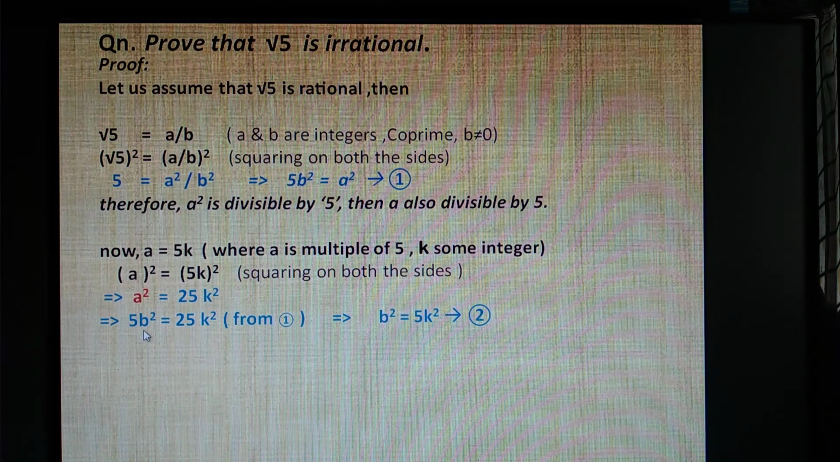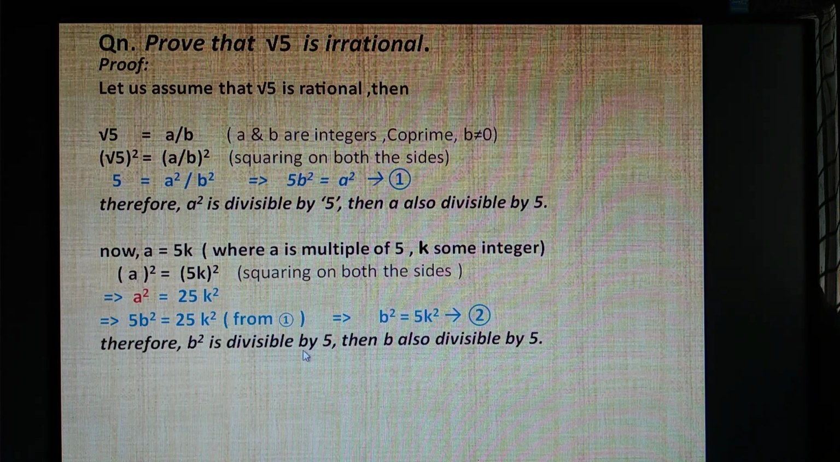Yes. Then see, 5b squared is equal to 25k squared. By simplification, 5 ones are 5, 5 fives are 25. Then finally, b squared is equal to 5k squared. Here, b squared equals 5 into k squared. Means, like a squared, b squared is also divisible by 5. If b squared is divisible by 5, then b is also divisible by 5, no? Yes, that's why you take this one as the second equation.